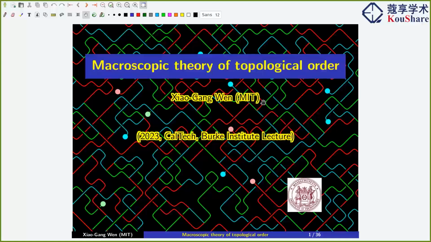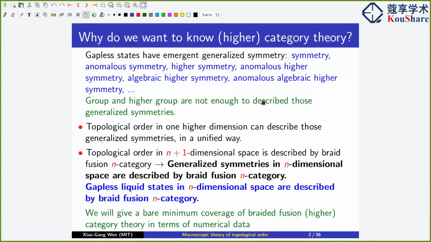So in the last lecture, we discussed some models which gave rise to these long-range entangled states and topological order. Today I'm going to discuss some kind of macroscopic or maybe mathematical theory for the topological order. The mathematical theory turns out to be so-called category theory. So the question is, why do we want to know about the category theory, in particular the higher category theory? It kind of sounds scary, but remember this.